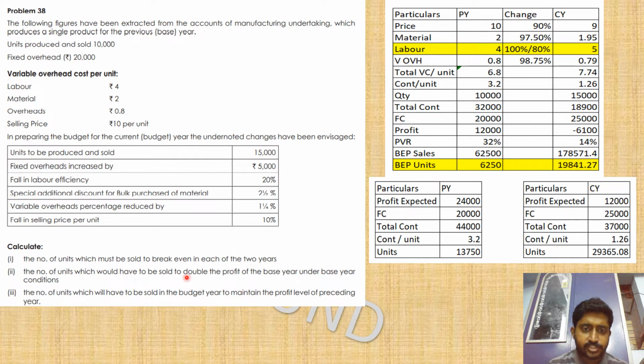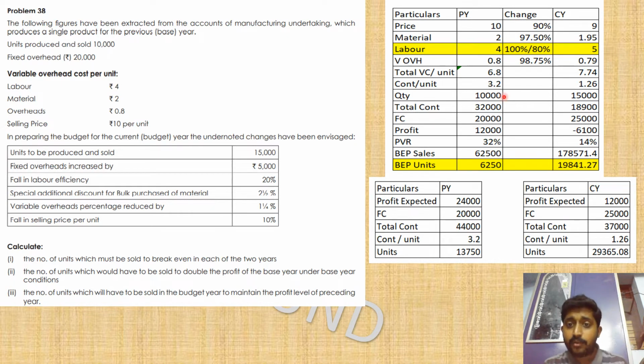Then the next question is to double the profit of the base year. In the base year we found the profit is 12,000. If the profit has to be doubled, the profit has to be 24,000. Selling price minus variable cost is contribution. So what is the duty of contribution? The duty of contribution is to take the fixed cost and generate profit for you. The profit required is 24,000 and fixed cost in that case is 20,000. So 20,000 plus 24,000, 44,000 is what the contribution has to cover. So the total contribution required is 44,000.